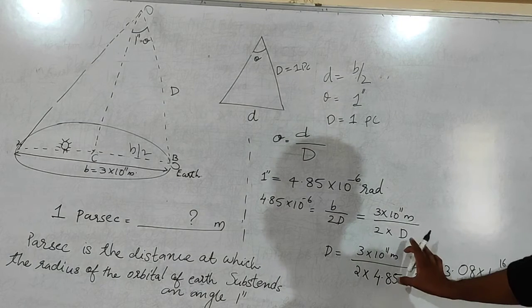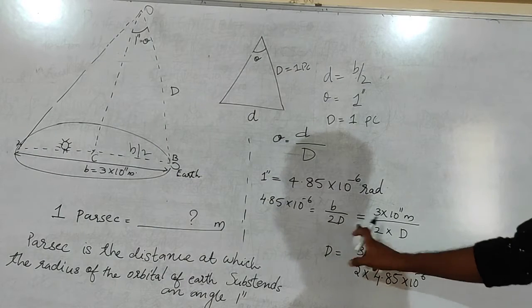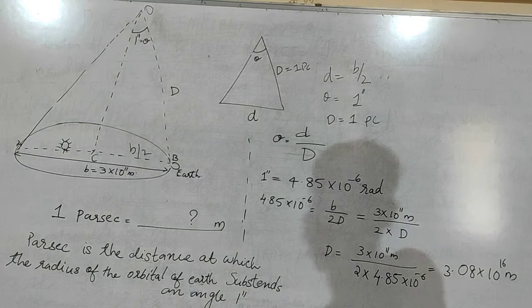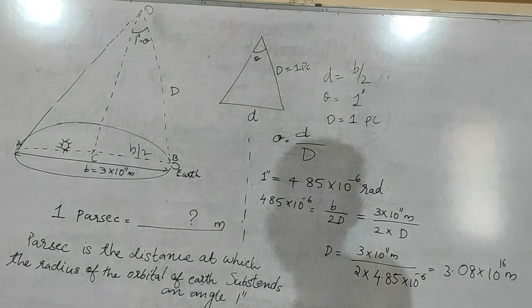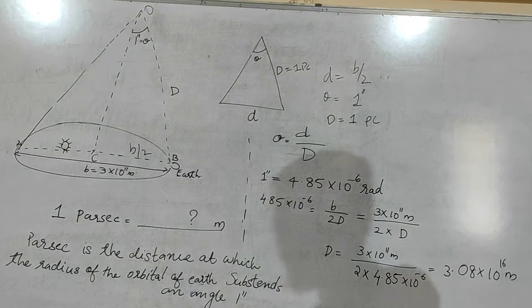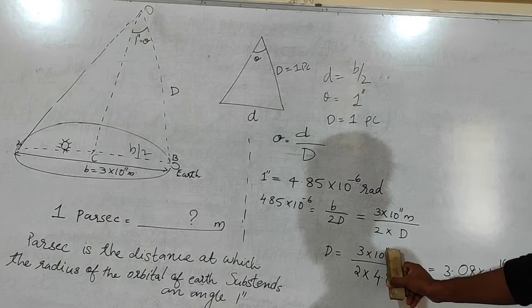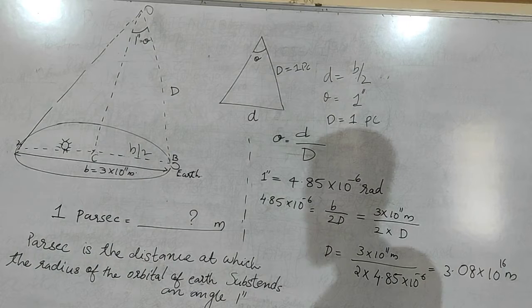Now you have to find the value of D. You are just interchanging the numerator and denominator values of the left and right hand sides, so D is cross multiplied, and 4.85 into 10 to the power minus 6 will be taken to the denominator of the right hand side. So, D will be equal to 3 into 10 to the power 11 meter divided by 2 into 4.85 into 10 to the power minus 6.